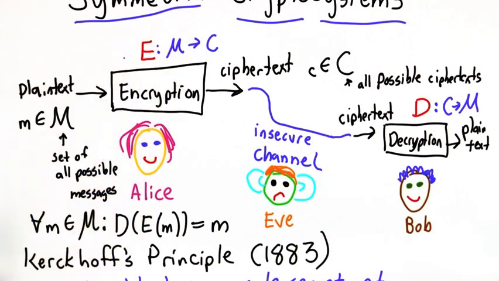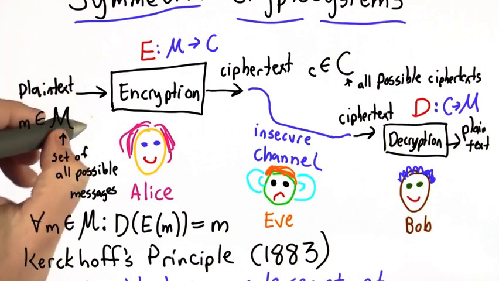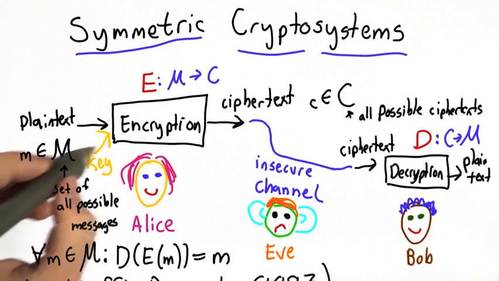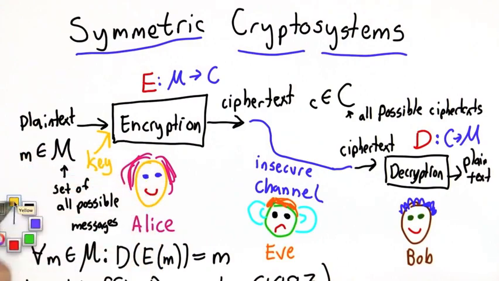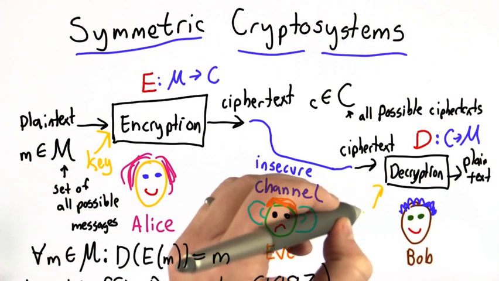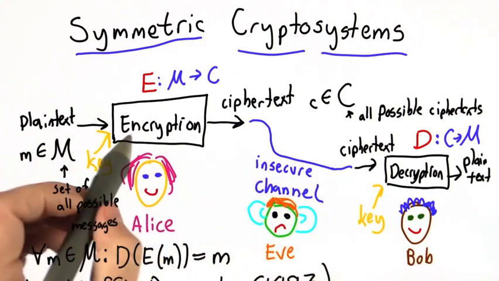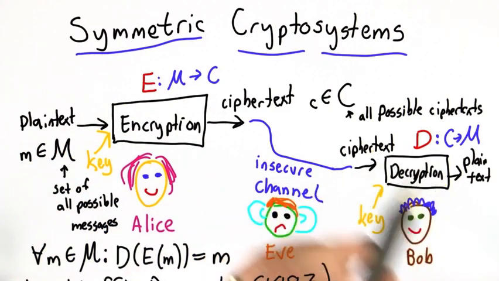So instead of just having the message as input to the encryption function, the other input to the encryption function is a key. And if it's a symmetric crypto system, that same key is the key that is needed in the decryption function as well. If the security relies only on keeping the key secret, well, then we can make our encryption and decryption functions public.